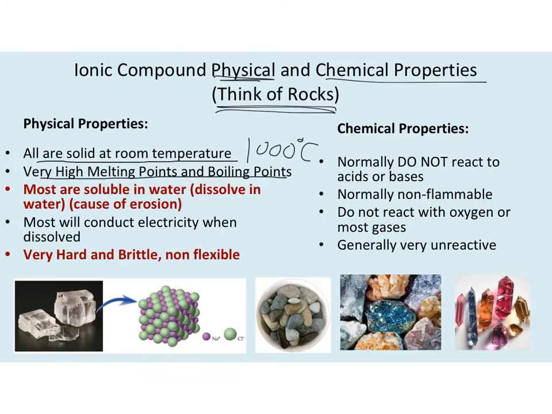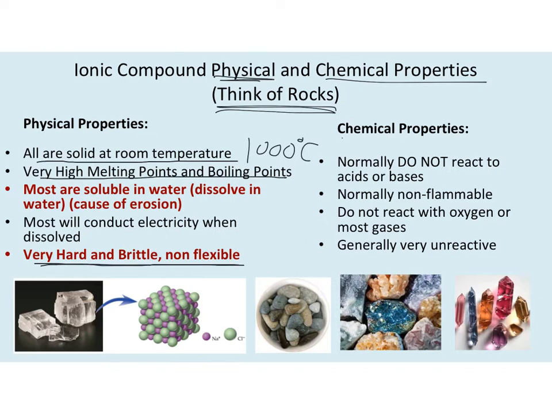Now, the other telltale sign is that they are very hard and brittle. They're not flexible. Anything that's flexible is not an ionic compound. And what I mean by not being flexible is that it won't bend, it will snap. So if you take a rock or a crystal and you put pressure on it, it won't actually flex like a piece of rubber or a soft cover book. Those can bend, where something like a rock would not be able to.